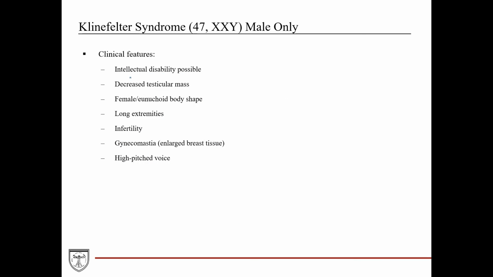Now, this combination of low testosterone and high estrogen contributes to a lot of the physical characteristics that these patients present with. Normally, they have normal IQ. However, intellectual disability is possible. They have decreased testicular mass. That's part of the syndrome. And as a result of decreased testosterone, they have a female or eunuchoid body shape. What this means is that they're tall, slim, and often underweight. So Klinefelter's patients are usually taller, and they also have longer extremities.